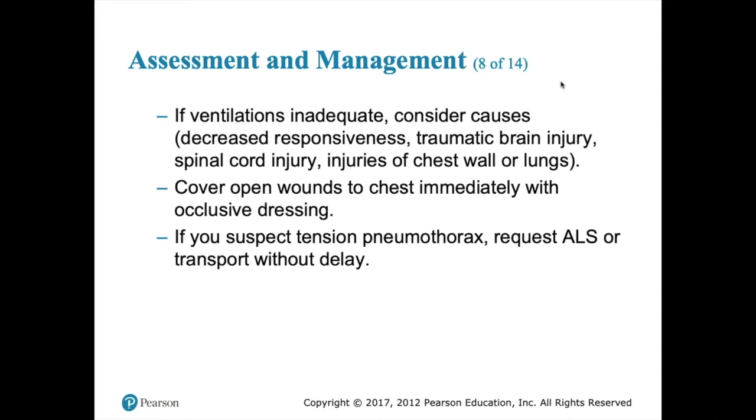If you have to ventilate, ventilate. But consider why you have to ventilate, right? Is it brain? Is it chest wall? Do they have a tension pneumo? Do they have a spinal cord injury and they're not breathing? Guess what? That's C1, C2.